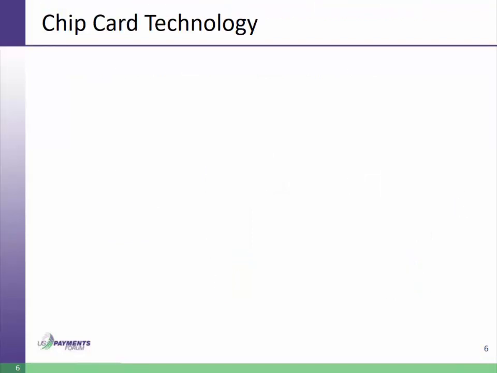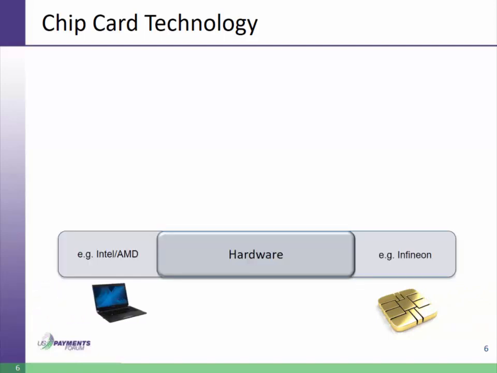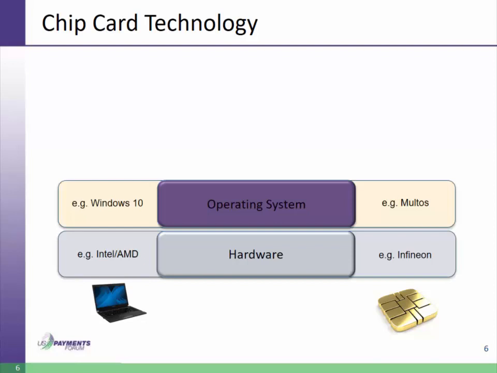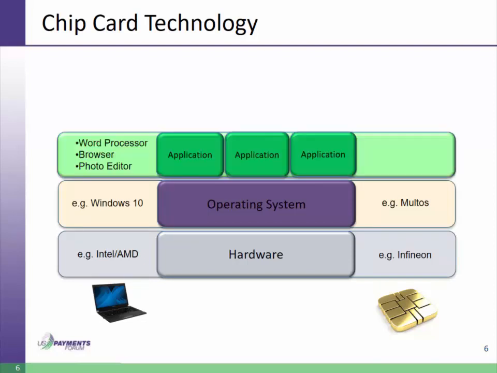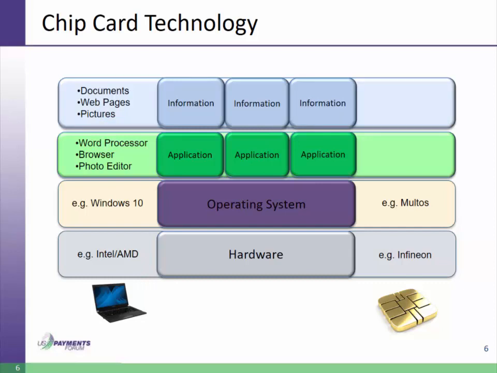With the introduction of chip technology, a payment card will actually contain a microprocessor, which has many similarities to your PC or laptop. They both have hardware, and they both have an operating system. Your computer can support multiple applications, such as a word processor, browser, and photo editor. Each of these applications supports different types of files which contain data. The chip on a chip card can also support multiple applications, although most U.S.-issued chip cards will initially only contain one application.